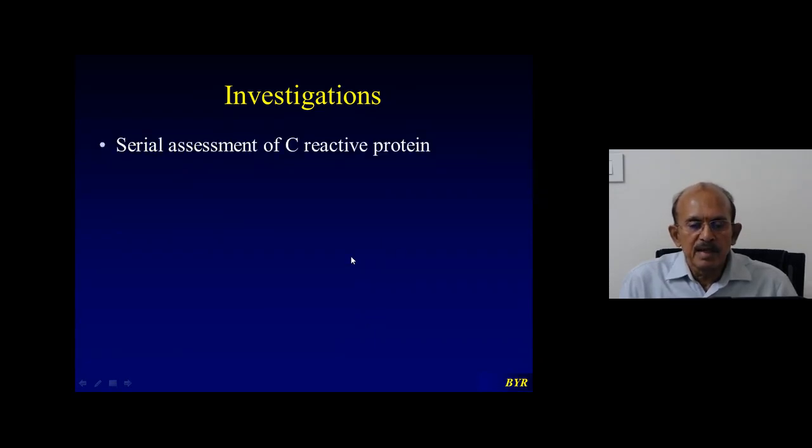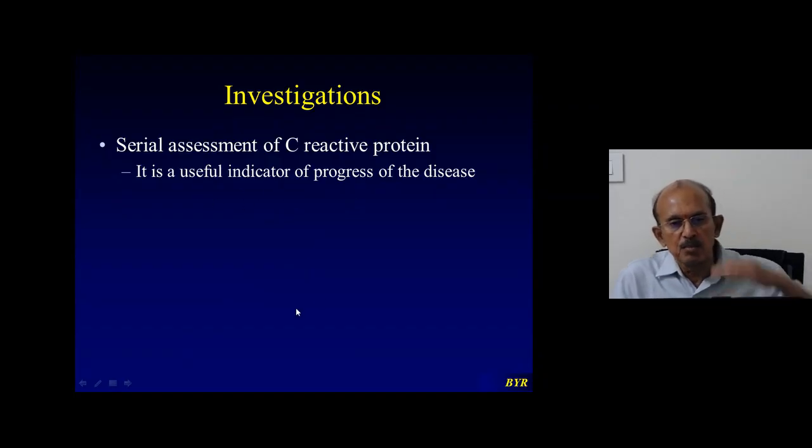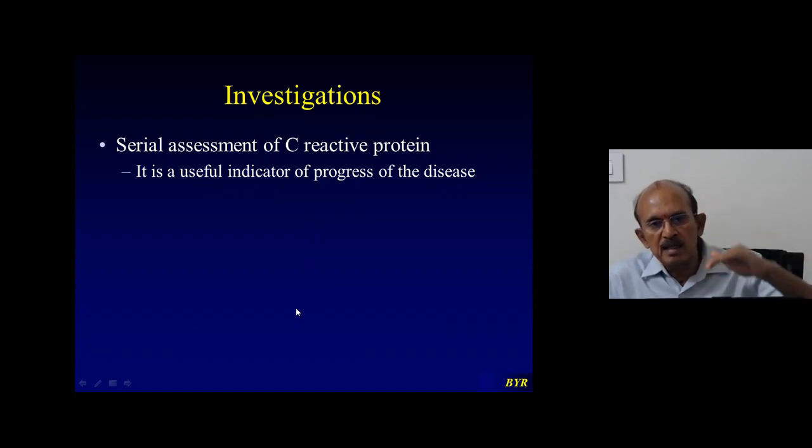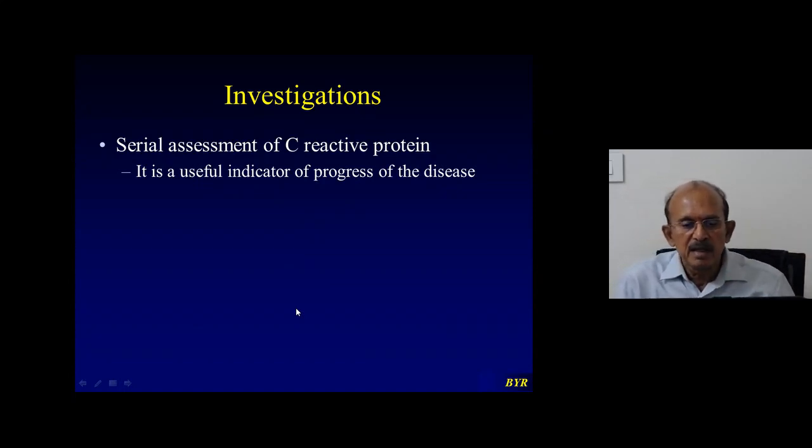Serial assessment of C-reactive protein. Serial assessment means you will assess CRP now at the time of admission. Then 6 hours later you do it again. 24 hours you do it again. 48 hours you do it again. When you do it periodically like that, if it is progressively increasing, that means the disease also is progressing. It is a useful indicator for progress of the disease. Whether the disease is increasing or decreasing, you can evaluate by C-reactive protein.